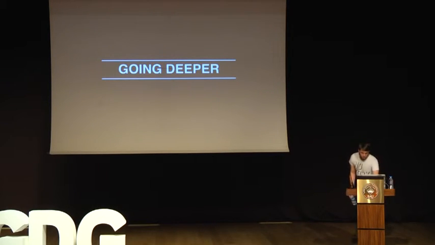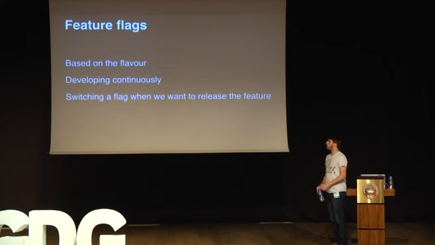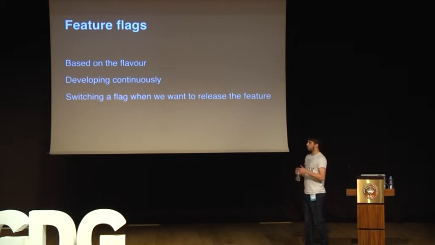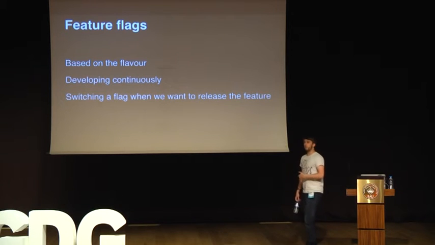Going a bit deeper, in the application we have feature flags. They are based on the flavor. We have two flavors: an alpha flavor for internal testing before releasing the release flavor. It allows us to develop continuously, so we can just switch the flags on and off. We switch all the features on for the alpha version, so the product owner can test them, and people from the company could test them as well.